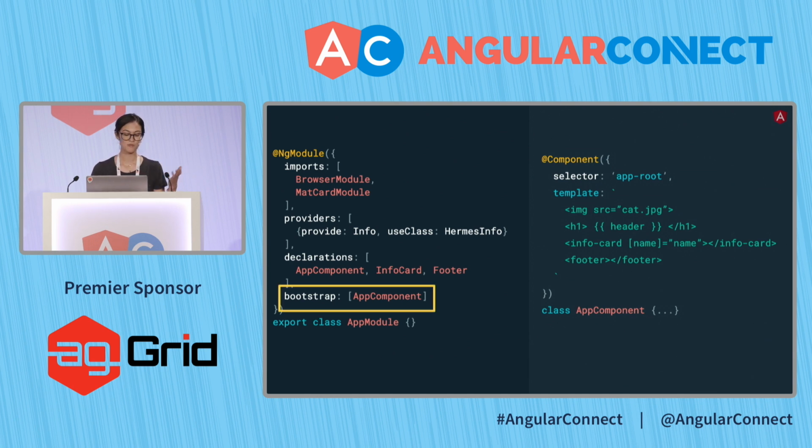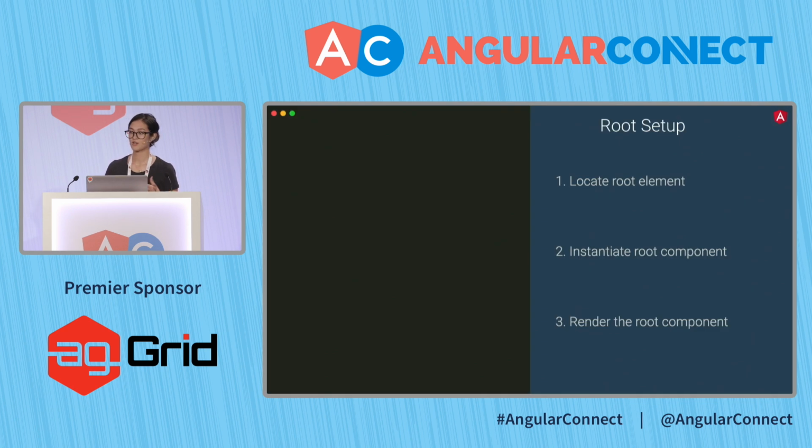So when we bootstrap this application, we're going to start with whatever component you put in the bootstrap property of your NgModule. So the framework will start looking at the app component. And there's a few special things that we have to do at the very beginning to set up your root component. The first thing that we need to do is locate your root element.